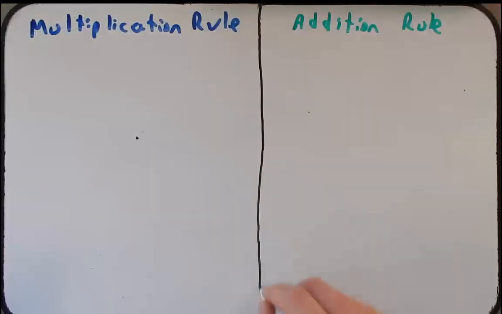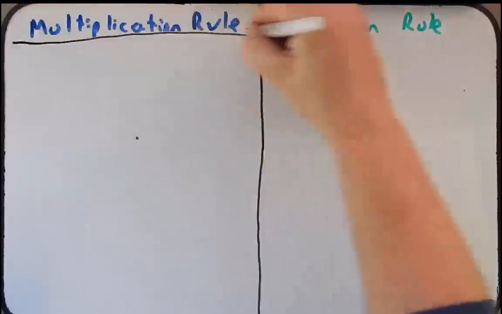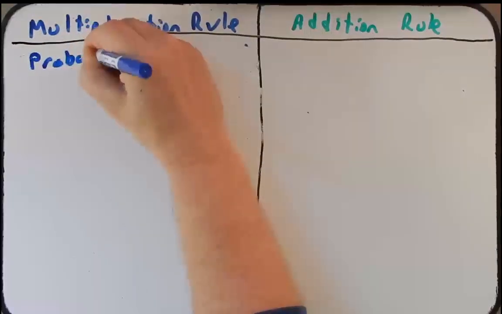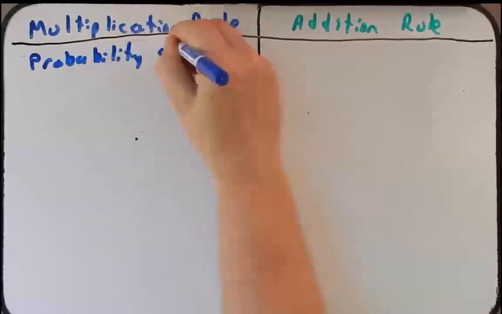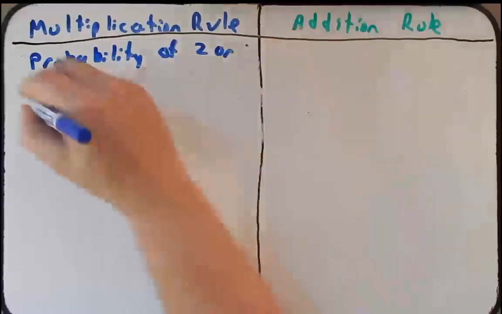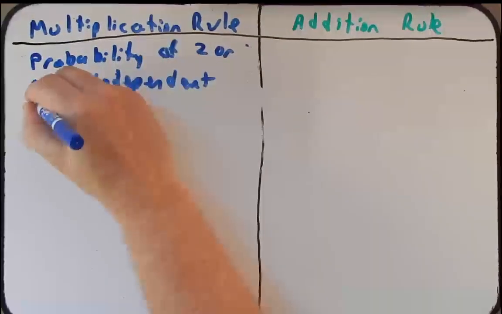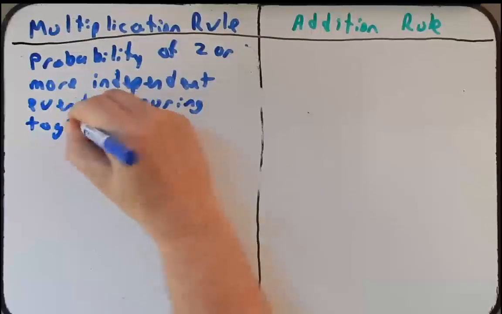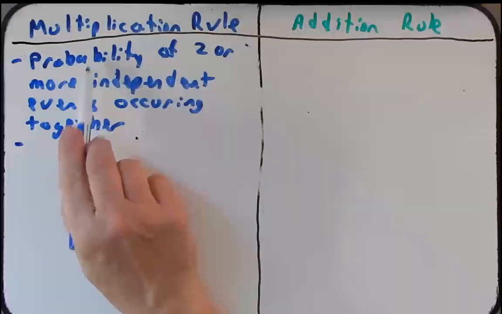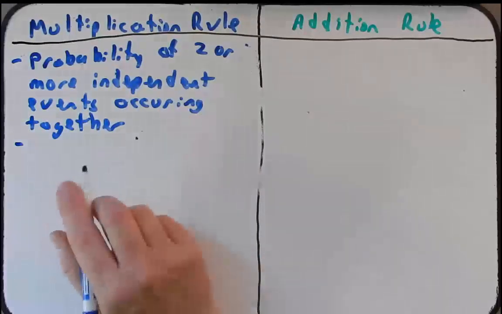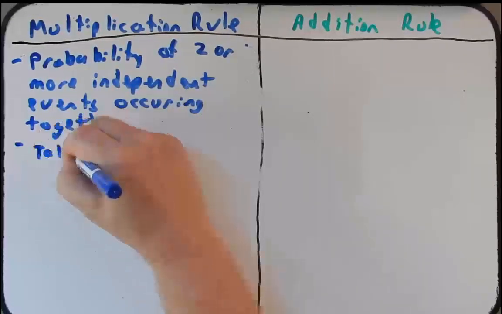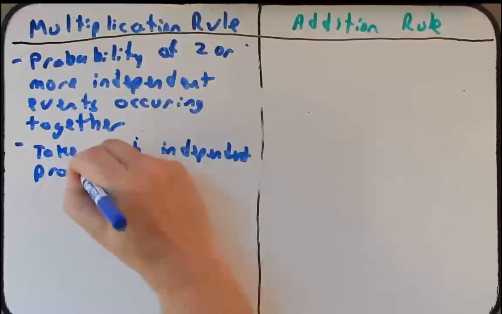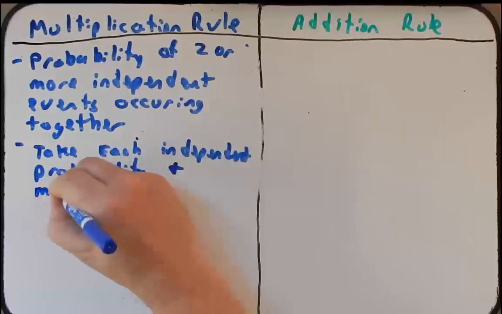I'm going to see if we can put these both on the same board here so we can compare them and see how we use them. Okay, the multiplication rule. It's when we look at the probability of two or more independent events occurring together. So to determine if two or more independent events are occurring together, you take each independent probability and multiply them.